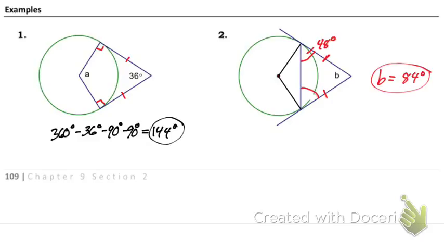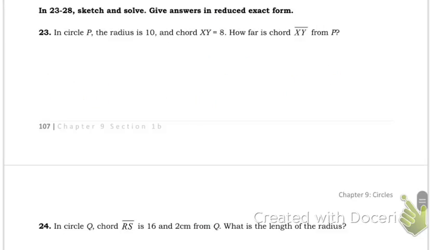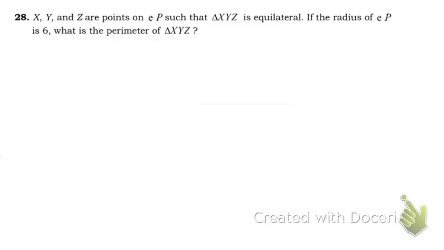Okay. So 28 says X, Y, and Z are points on circle P such that triangle X, Y, Z is equilateral. If the radius of P is 6, what is the perimeter of X, Y, Z? All right, so what we're going to do here, I think I actually have it up here. No, that's 23. Oh, I can do it. Well, there we go.